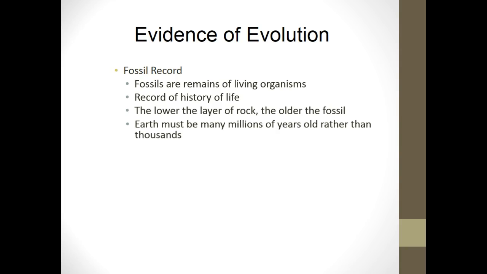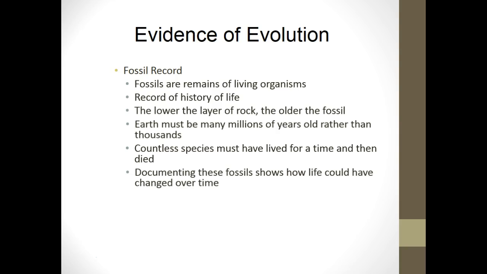And remember back when we talked about scientists like Lyell and Hutton, they thought that the Earth was just a few thousand years old because they really didn't have a scale of how long the Earth has been here. And so they thought that it was pretty recent, because at that time a few thousand years seemed to be an eternity. Now we know that a few thousand years is really not that long at all. And the Earth is much older than we previously thought. Countless species must have lived for a time, then died, and the dinosaurs are perfect examples of that. Documenting these fossils shows how life could have changed over time.